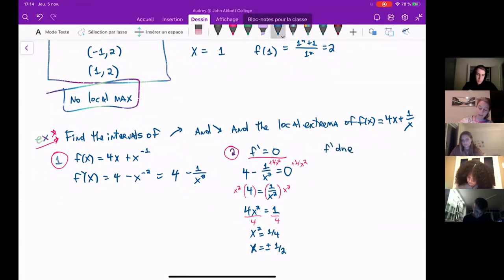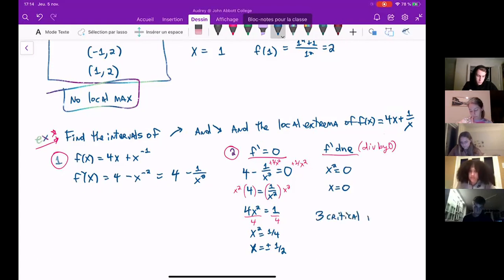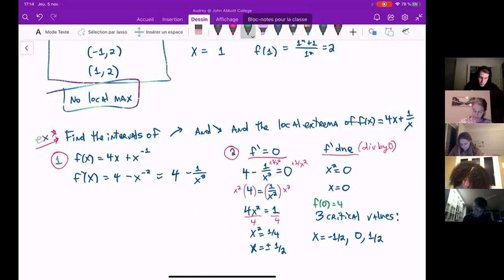So then when f prime does not exist, remember that's division by 0. So that's when x squared equals 0, which just happens at x equals 0. So I have 3 critical values here: x equals negative 1/2, 0, and 1/2. Do I have a vertical asymptote at x equals 0? Yeah, I do. I got that constant over 0. That means I have a vertical asymptote.